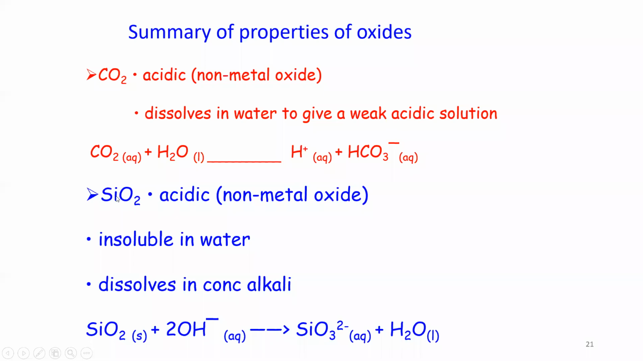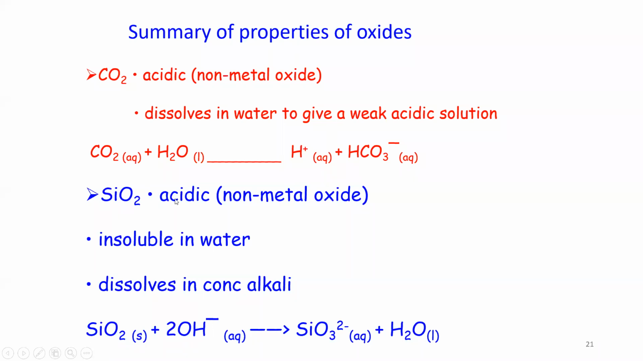Your silicon is a metalloid, sorry, it's not amphoteric. So your silicon oxide is acidic, and that is why it's insoluble in water, but dissolves in alkaline solution. Because it's acidic, it can dissolve in a base. That is why they say it dissolves in conc alkaline solution.